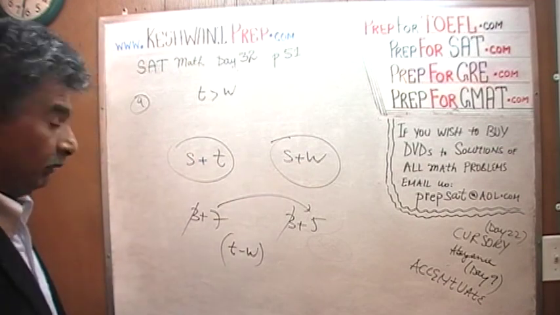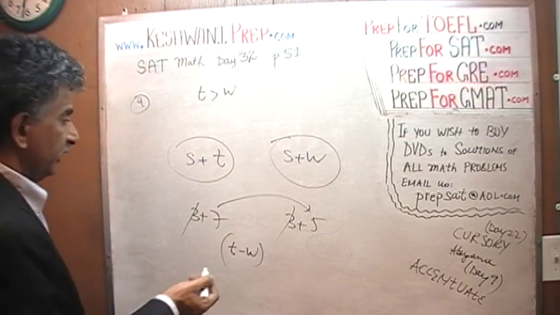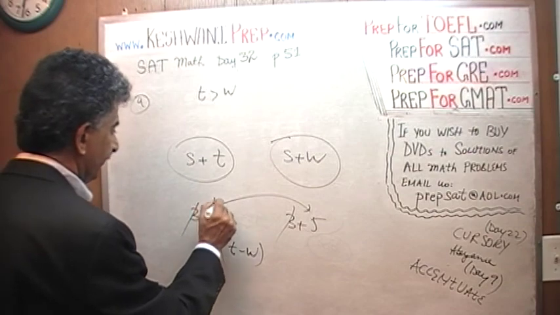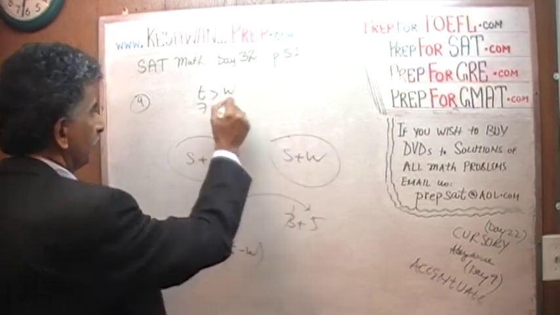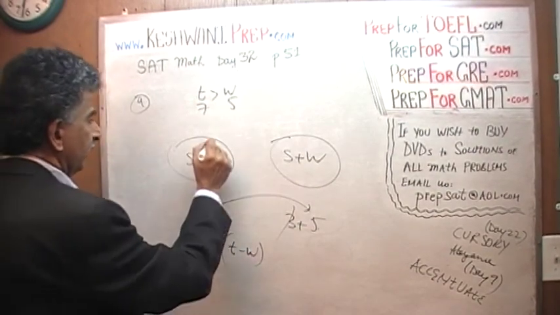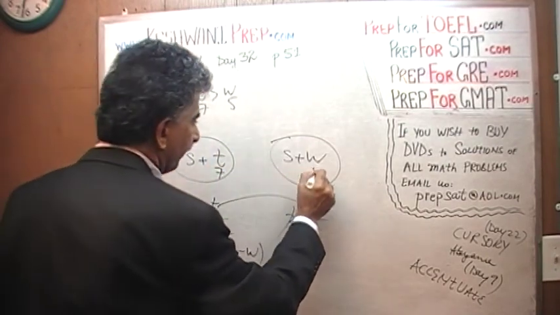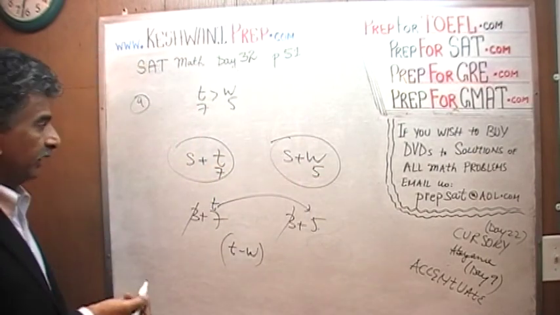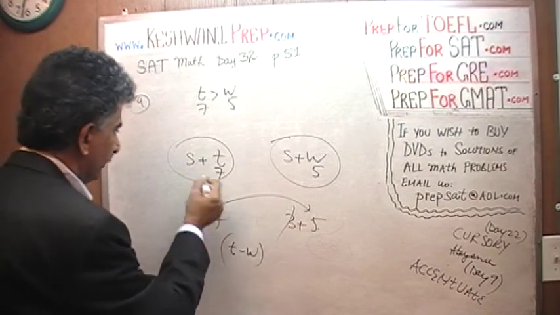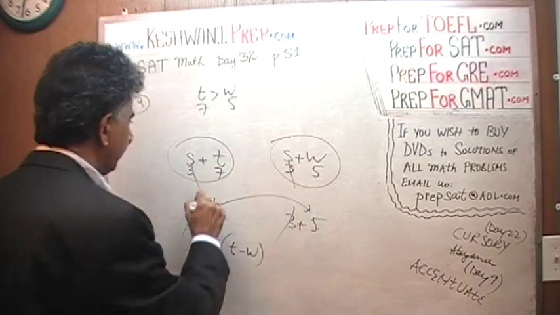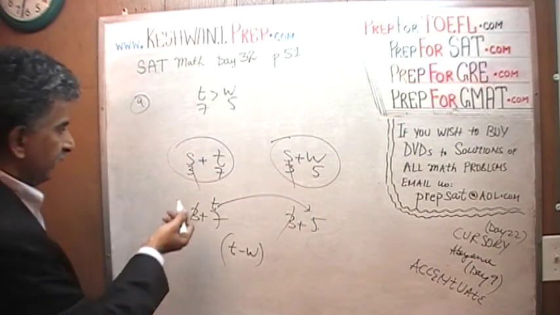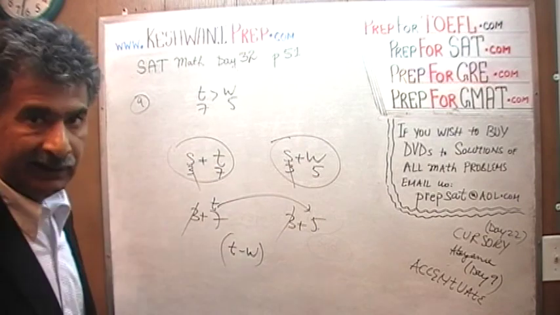So actually I did plug in numbers, which I didn't want to. So let's plug in numbers. T is equal to 7 and W is equal to 5. It doesn't matter what S is. You can plug in any number that you want for S. I plugged in 3 for S here, but as you can see, it clearly plays no role.